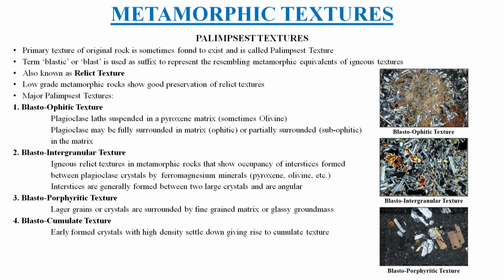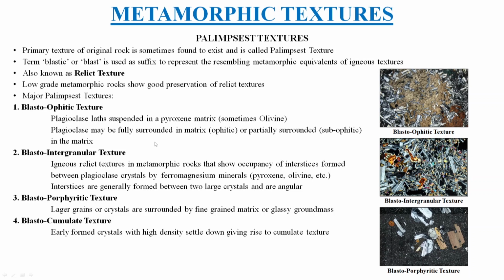Now if I see the same kind of texture in a newly formed metamorphic rock, where there is this large pyroxene grain and your plagioclase grains are present within it, but essentially it is a metamorphic rock, then I will simply refer to that texture as blasto-ophitic texture, not only ophitic, it is now blasto-ophitic texture. Then you can also have blasto-intergranular texture.